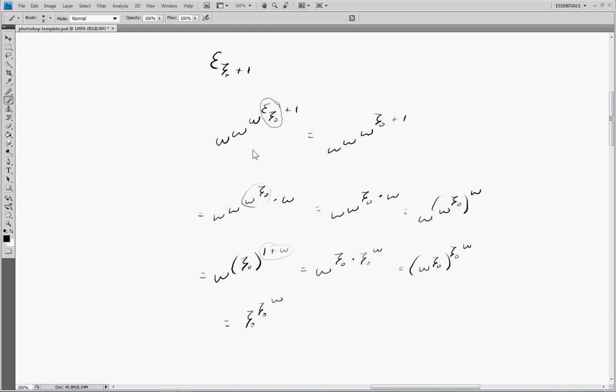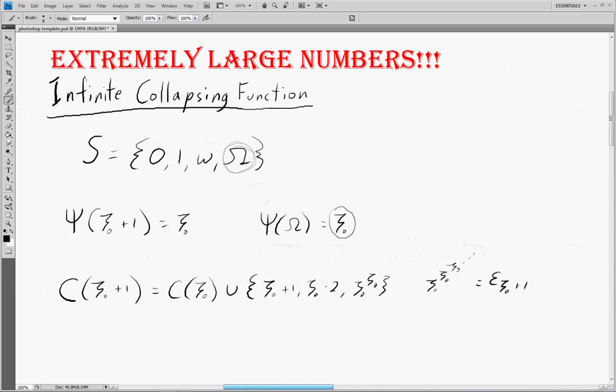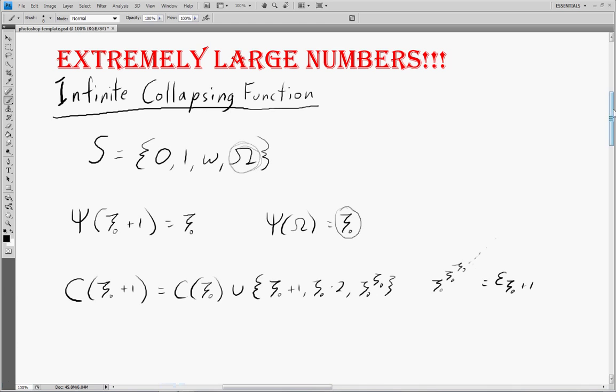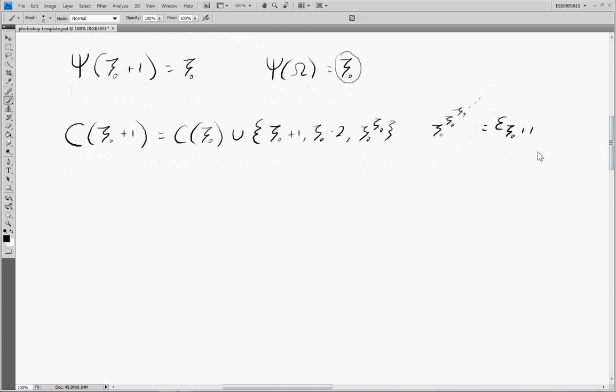So we can extrapolate and say that if we had an infinite tower of omegas, it would equate to an infinite tower of zeta naughts. And this works with any ordinal that's as big or bigger than zeta naught. We can put it in an infinite tower and write it as epsilon of that ordinal plus 1. And this one is also known as the first epsilon after zeta naught. So now we can move on. Or before we do it, let's write this down.